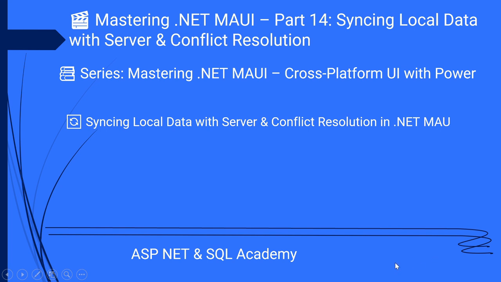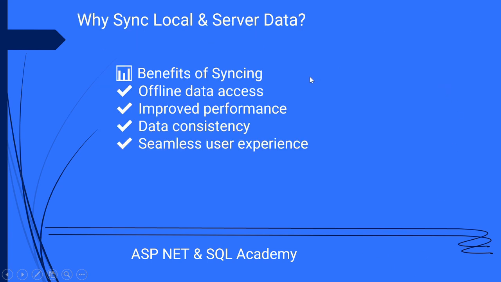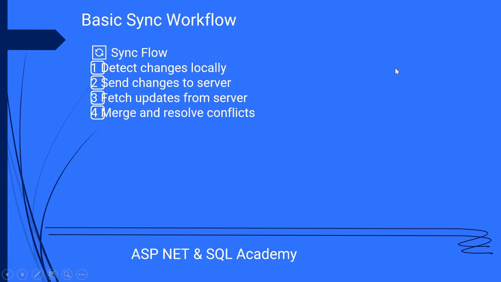Today, we will cover syncing your local SQLite data with a remote server and handling data conflicts. Syncing ensures your app works offline and online smoothly, keeping data consistent and fast. A typical sync process involves detecting local changes, pushing them to the server, then pulling server changes and resolving conflicts.